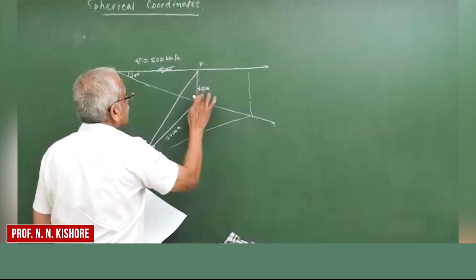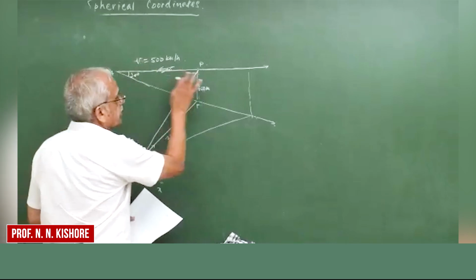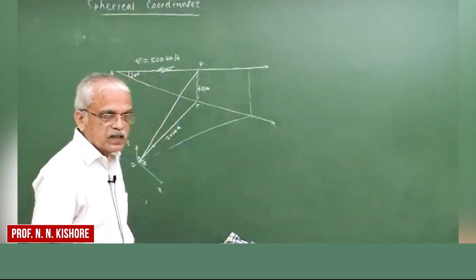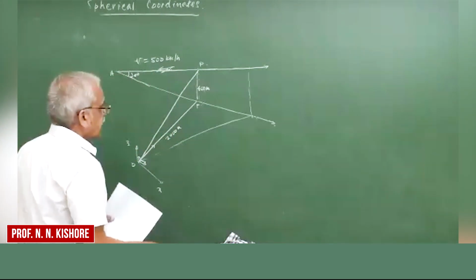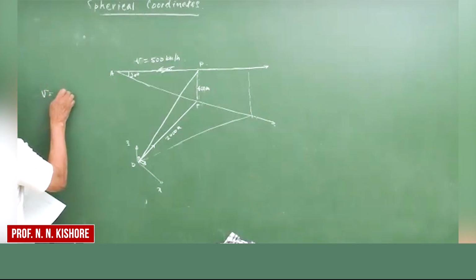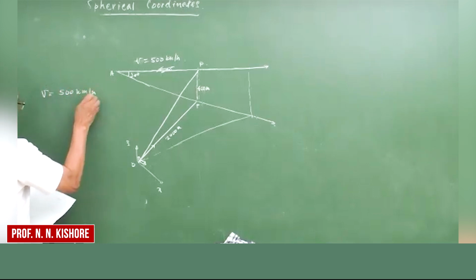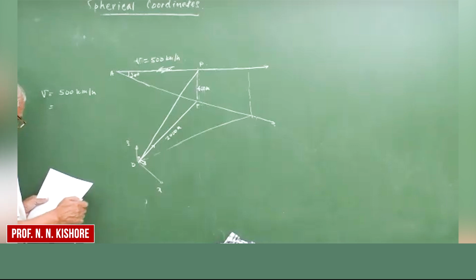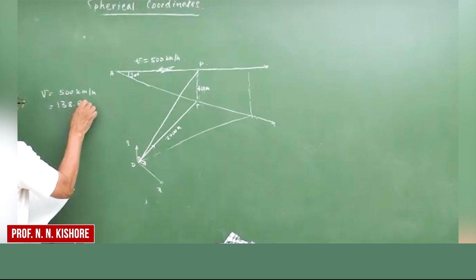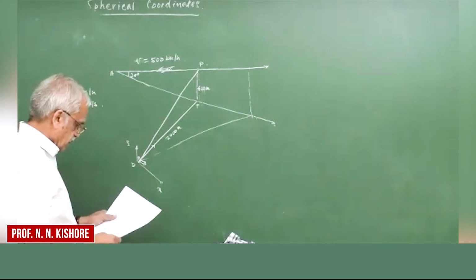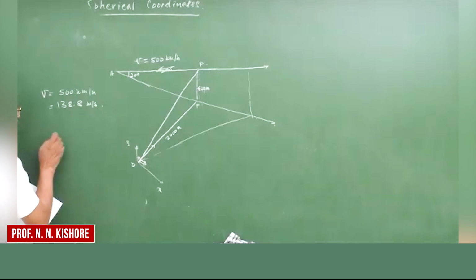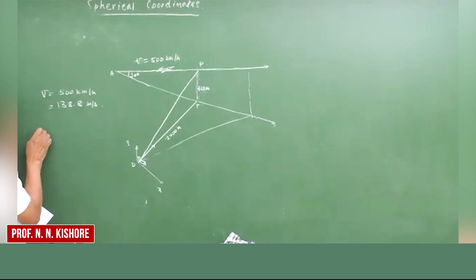This is the vertical axis, and the plane is going in a vertical plane. I hope you can understand this one. What is given here is that the velocity is 500 kilometers per hour, which you can write as 138 meters per second. What is asked is the value of r dot.